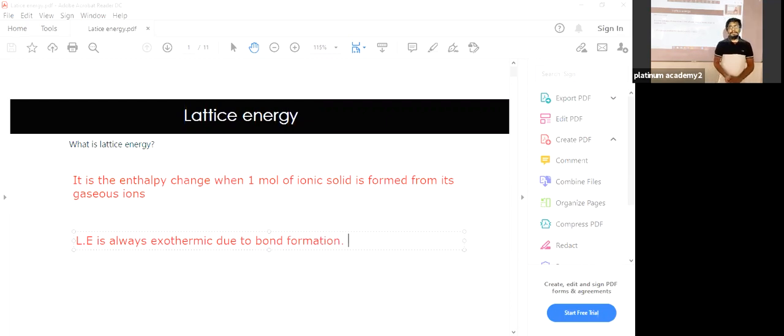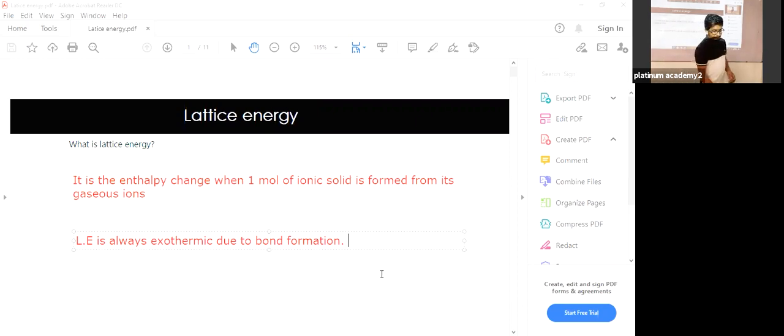So bond making is always exothermic. The other thing is, if a strong lattice is formed, strong electrostatic attractions are formed. What do you think? Is more energy released or less energy released? More. So if lattice energy is more exothermic, that lattice is strong. If a certain lattice has a highly negative lattice energy, that lattice is very strong, because when you make strong bonds, you release more energy.